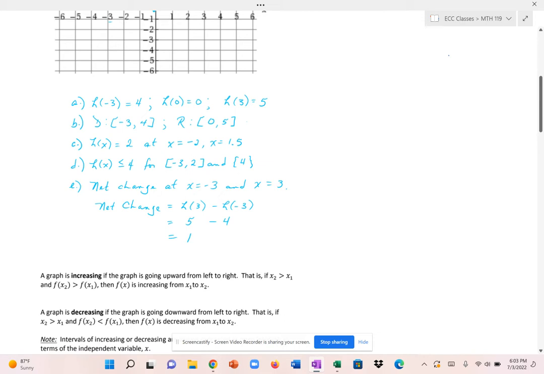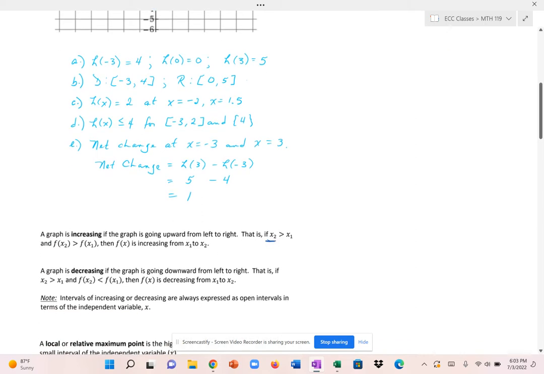So in other words, if the number to the right of another number, x sub 2, is bigger than x sub 1, then the y value is also bigger than the one before it because it's going upward. And then the opposite is true. A graph is decreasing if it's going downward from left to right. So if x sub 2 is greater than x sub 1, then the opposite scenario happens. The function value, the y value, is less than the one before it. So f of x sub 2 will be less than f of x sub 1.